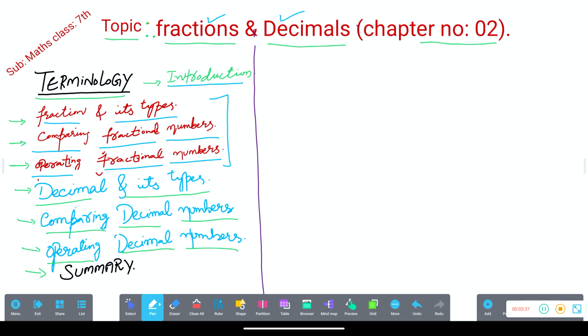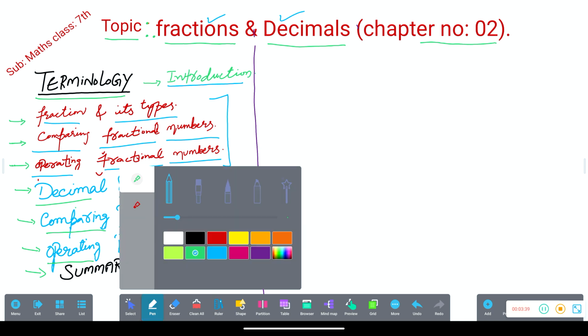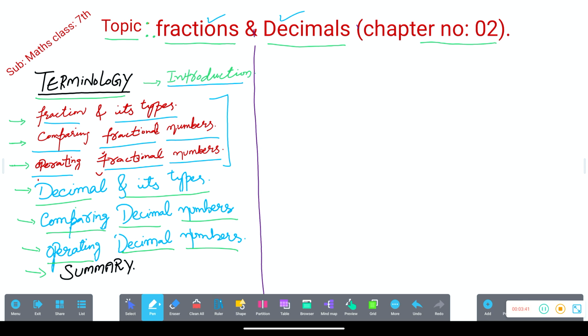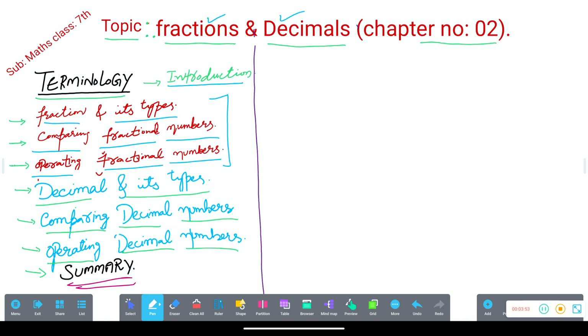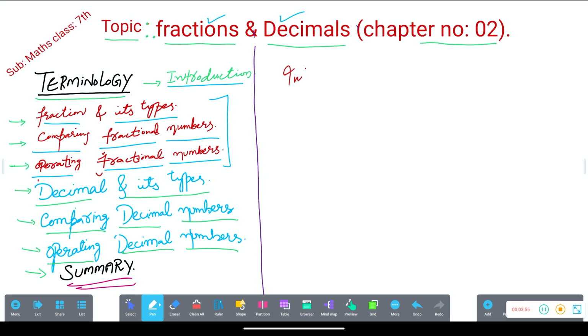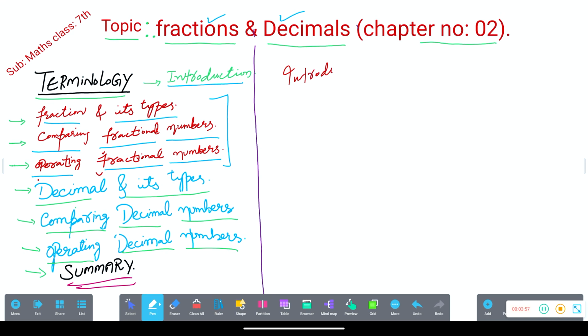And at the end we will have a combined summary here for both the parts. So without wasting time, let me come to the introduction of the topic. I hope it's visible on your screen. You can see its introduction.